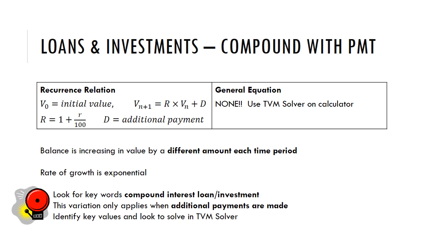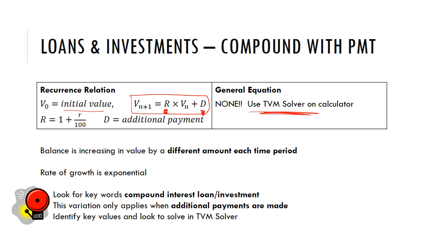Second type of loan or investments, we have compound interest, but with a payment this time. So in this case, we do have a recurrence relation where we're talking about our initial amount, and then we have something that's being multiplied, so the interest that's being earned or charged, plus the payment that's being made. Now, there is no general equation for this. Well, there is, but it's not part of our course. You always use Finance Solver for these questions.